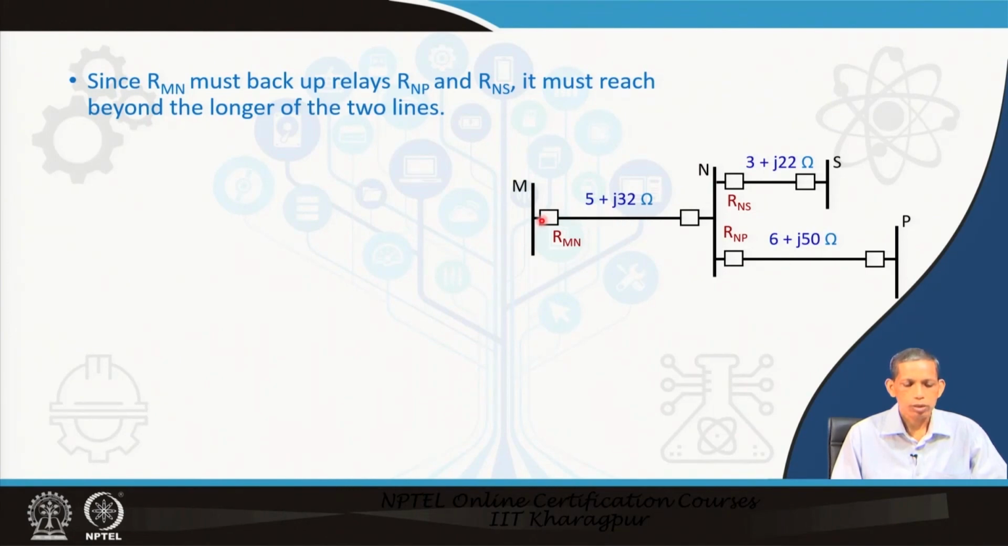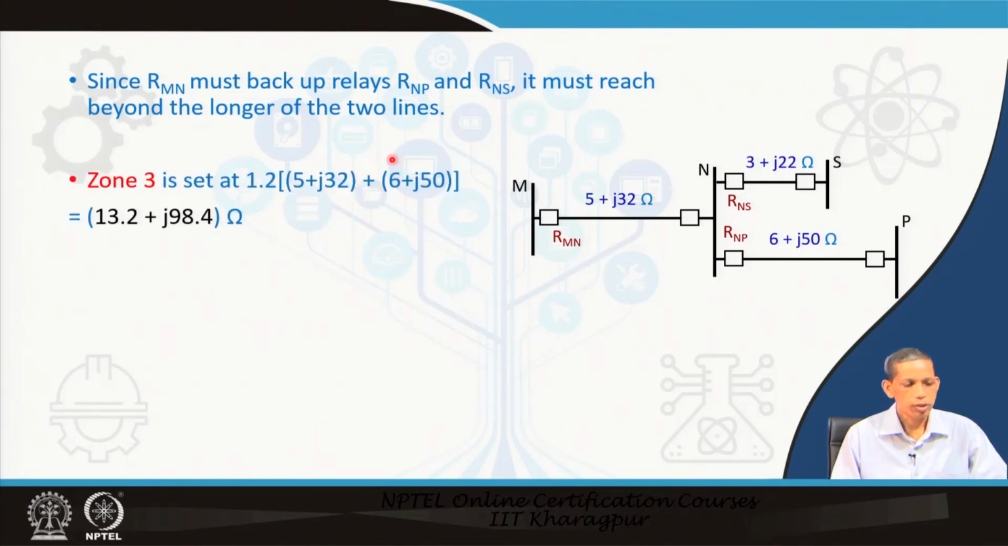The zone 3 reach for the relay RMN will be taking care of this line and the line connecting in the next bus. But you see here, one is a shorter line, the other is a longer line. So, if we cover the longer line, the shorter line automatically comes under that. Therefore, we have to consider MN and NP, so automatically NS is inclusive of that. Therefore, we consider the longer line as our target.